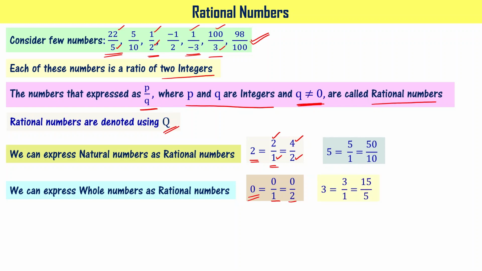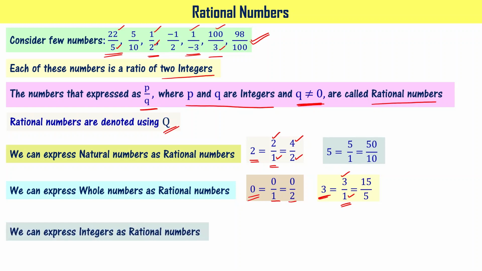So another example is you take 3, which is a whole number, right? That can be written as 3 by 1, 15 by 5, 30 by 10, doesn't matter, right? In all these cases, we are expressing number 3 as ratio of two integers. That's why it is a rational number. Got it? We can express integers as rational numbers.